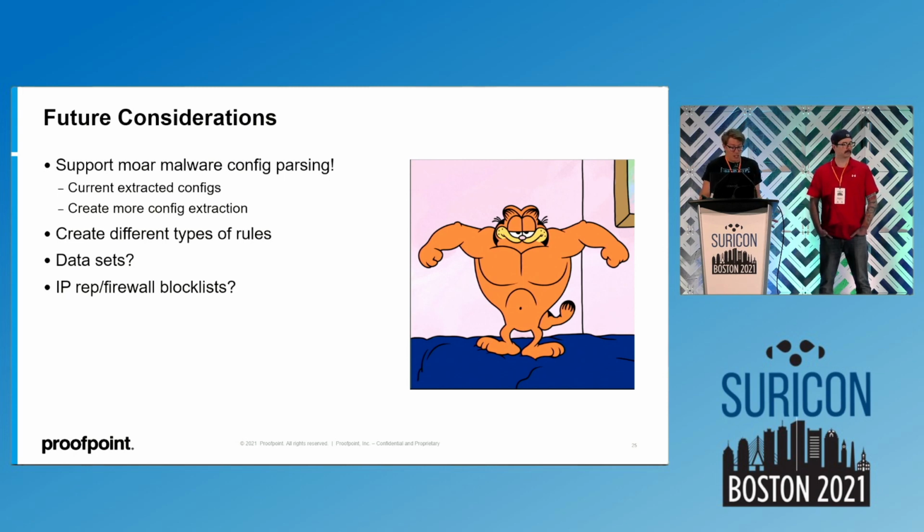Data sets. Data sets are really cool. Maybe taking all those domains or IP addresses and shoving them into a data set, and then calling some data set rules is a more efficient, better way to handle this much stuff. Or IP rep firewall block lists. Maybe Suricata is not the right tool for the job when it comes to things like DNS or IP addresses, and maybe you can export some of that config directly to a firewall or something like that.